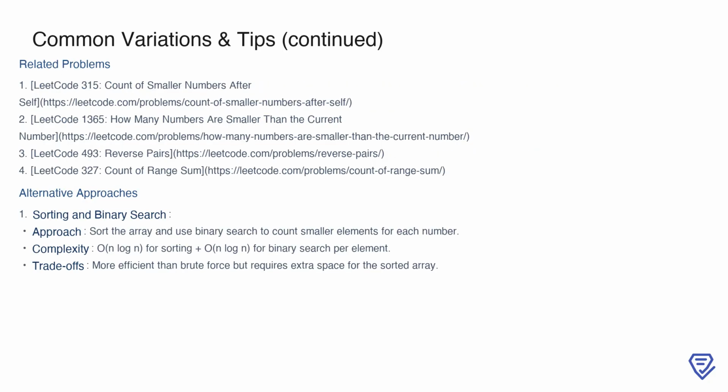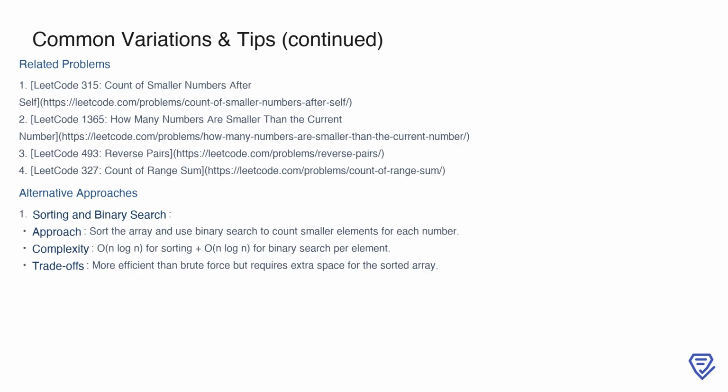This problem is closely related to several other LeetCode questions. For example, in LeetCode 315, Count of Smaller Numbers After Self, you're tasked with counting smaller elements to the right, which is a variation of the current problem. Other related problems include LeetCode 493, Reverse Pairs, and LeetCode 327, Count of Range Sum. Exploring these problems can help you deepen your understanding of similar patterns and techniques.